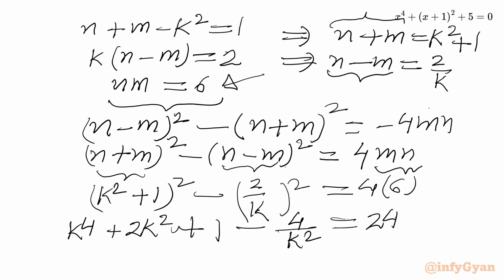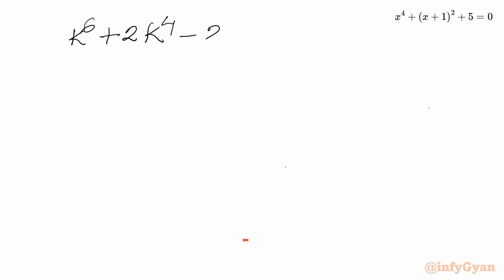Now k cannot be 0, so we can multiply both sides by k square, so that the denominator k square will be gone. Let's multiply LHS by k square and RHS by k square. We will get a hexic equation: k power 6 plus 2k power 4 plus k square minus 4 equal to 24k square. Let me write here k power 6 plus 2k power 4 minus 23k square minus 4 equal to 0.